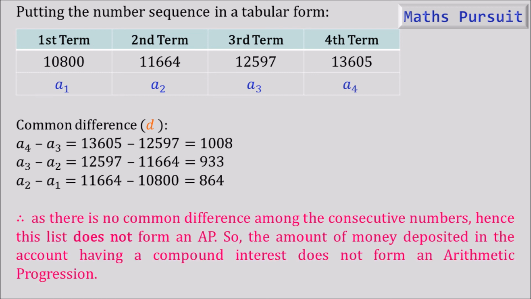Therefore, as there is no common difference among the consecutive numbers, this list does not form an arithmetic progression. So the amount of money deposited in the account having compound interest does not form an arithmetic progression. This is what we can write at the end of our answer.